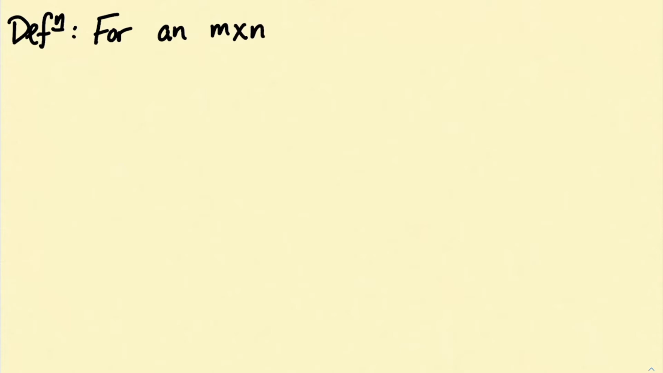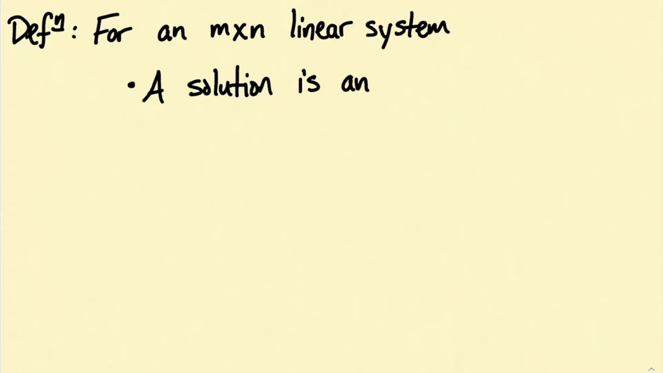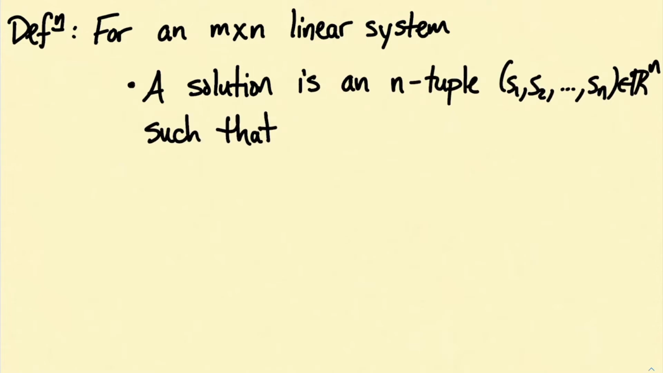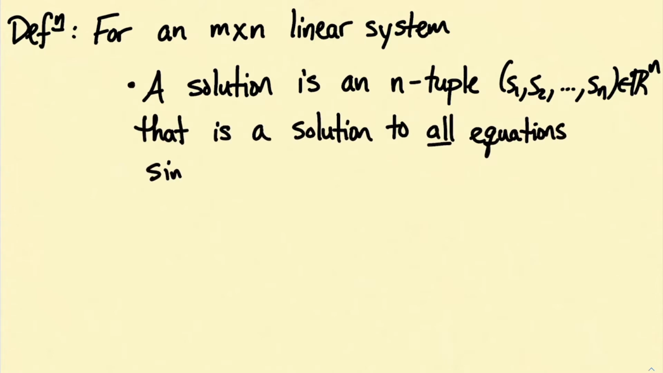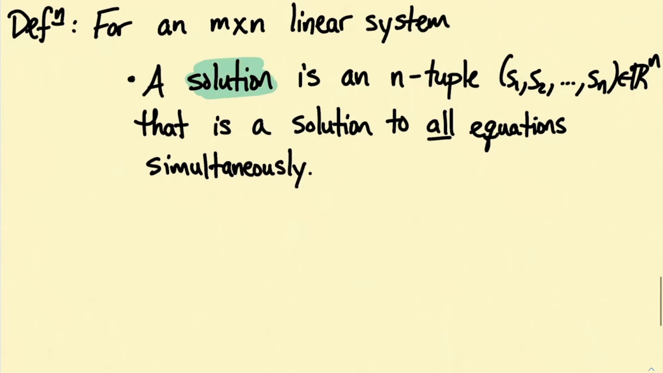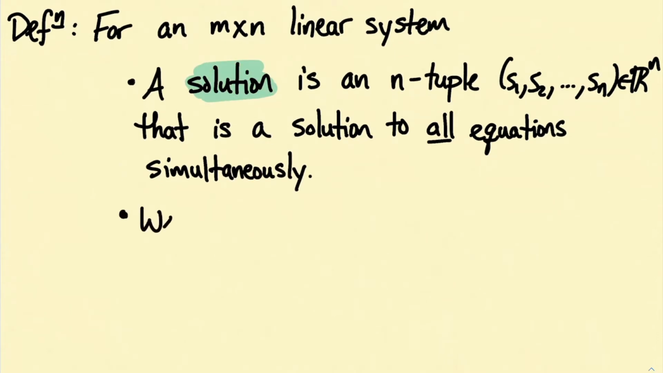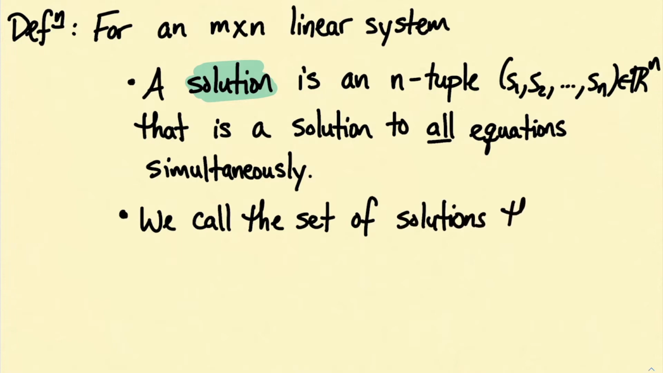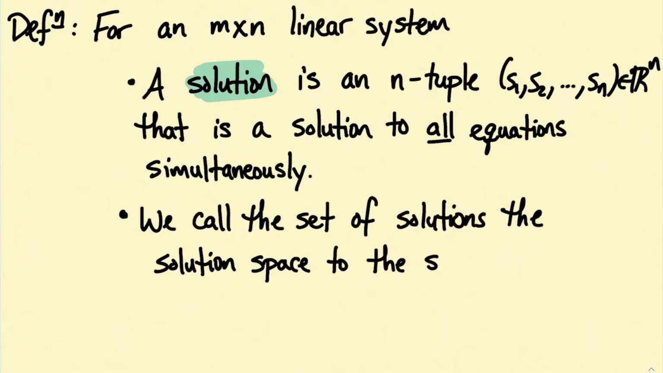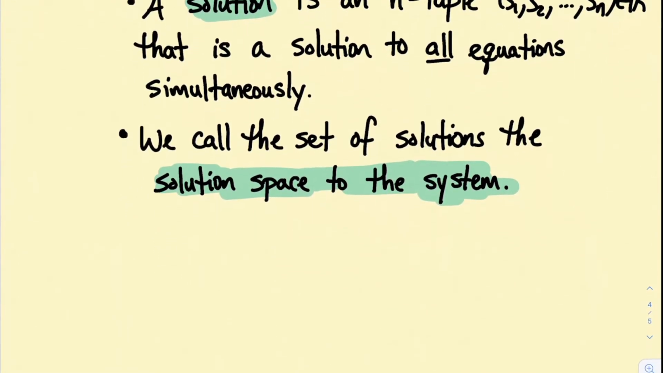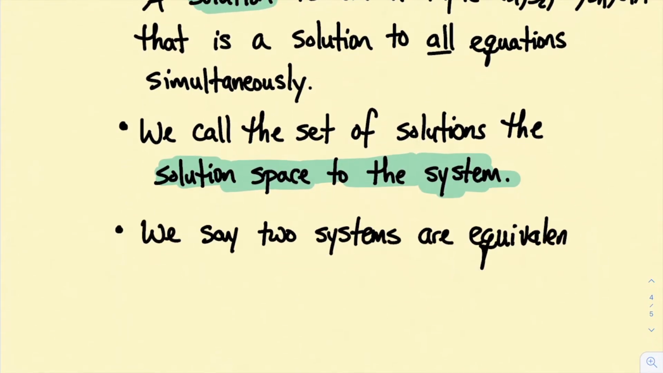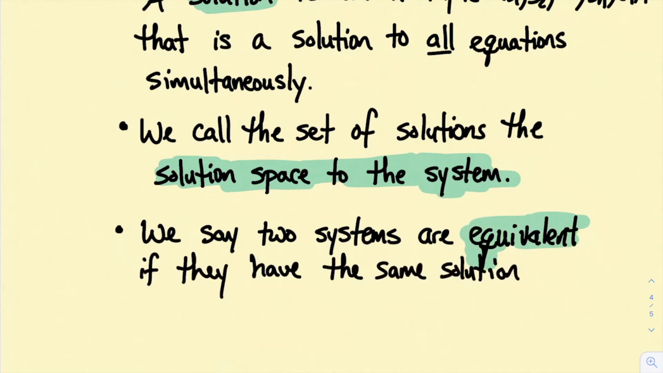So what we need to know is, what does it mean to find a solution? For an m by n linear system, when we say a solution, usually what we mean is a simultaneous solution to each of the equations involved in the system. When we take all of the solutions to the system and combine them into a set, we call that set the solution space of the system. Finally, we say two systems are equivalent if they have the same solution space.